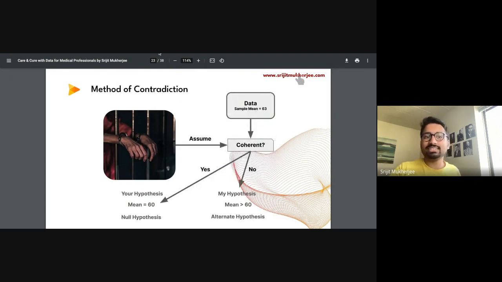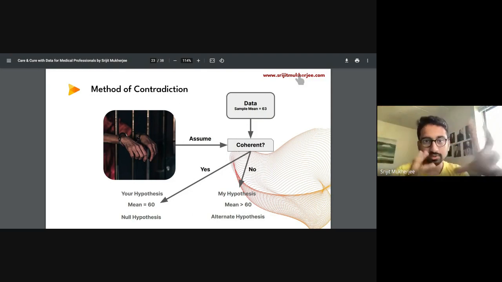What we do in statistics is very simple. We use the method of contradiction. So we assume that your hypothesis is true. It's simple: mean equal to 60 is a simple hypothesis to work with. We call it the null hypothesis. We assume it's true, and we have the data, which tells us the mean is 63. Then we check how coherent your hypothesis and the data are with each other.